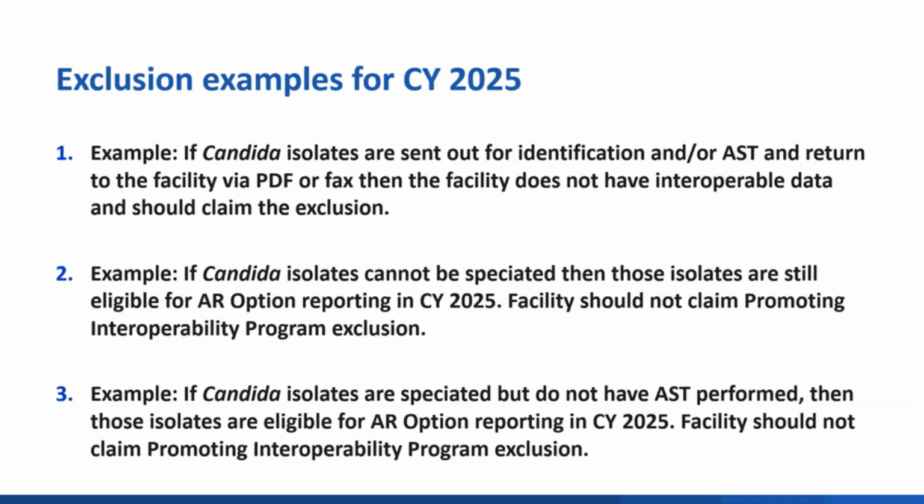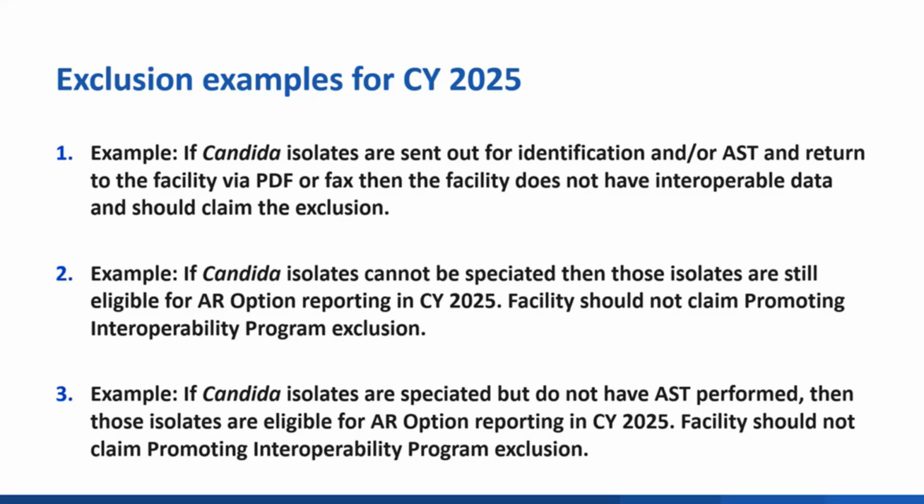So here are some exclusion examples for calendar year 2025. So let's walk through some of them. In the first example, the candidate isolates are sent out for identification and/or susceptibility testing and returned to the facility via PDF or fax. In this case, the hospital does not have interoperable data and they should claim an exclusion.